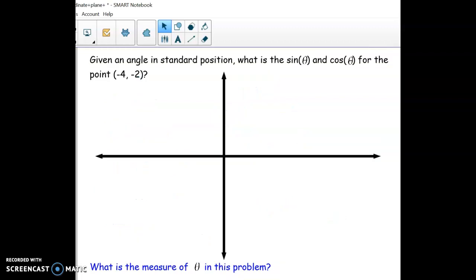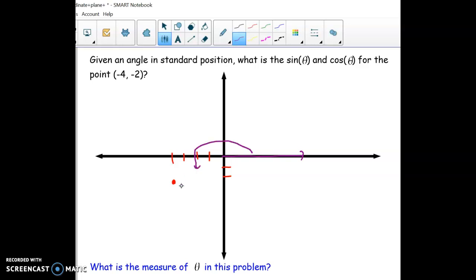Okay, let's try one with negative values. So same type of thing. Draw the angle, find the sine and cos ratio, and then find the measure of theta. Okay, so I'm going to do (-4, -2), which is right here. Okay, and then the angle would be like this. So it's going to go zoom all the way around.